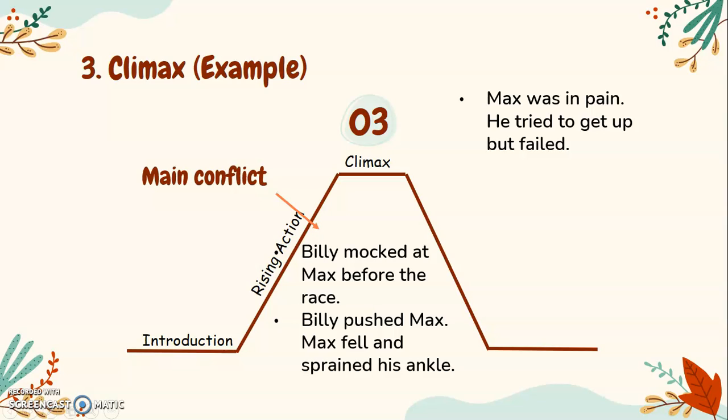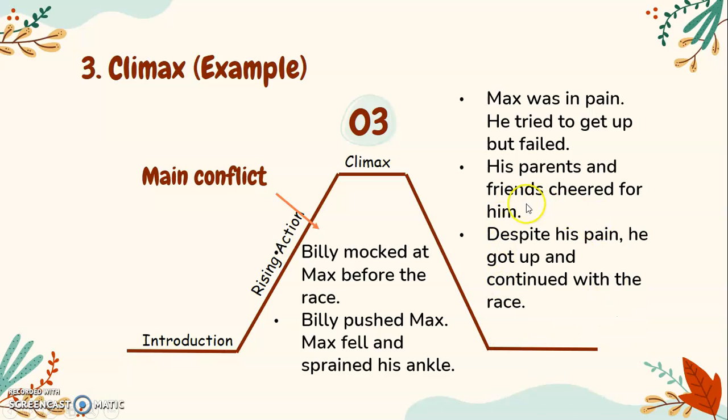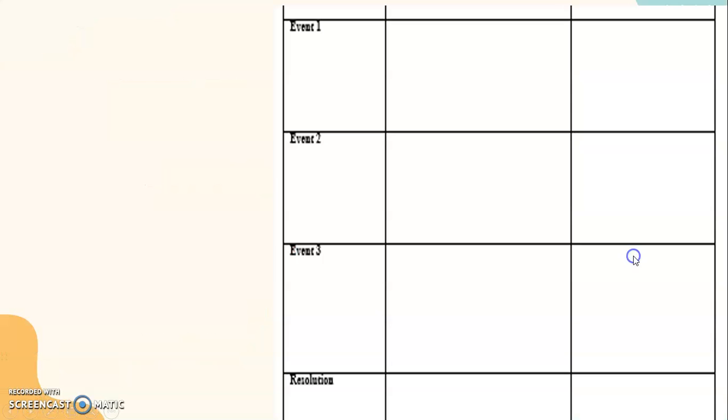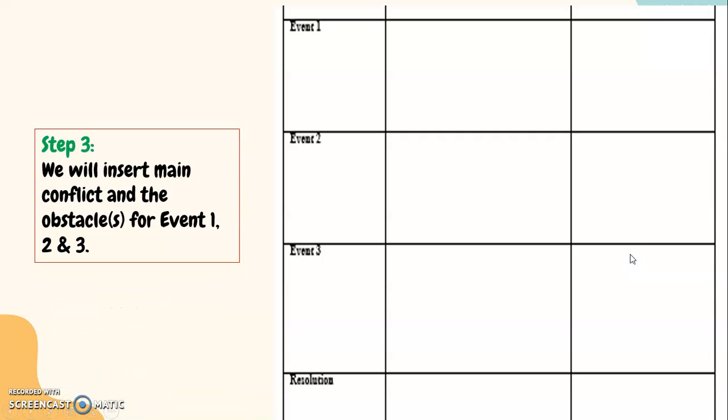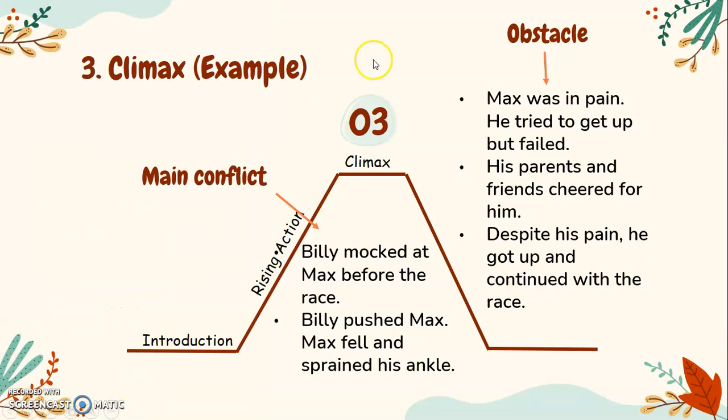Now we're going to insert some obstacles. Of course, Max still wanted to finish the race, but he was in pain and unable to get up. And his friends and family cheered for him. And this is the part where he overcame. So this is the obstacle that blocked him. Despite his pain or even the fear of the bully, he got up and continued with the race. This is the obstacle.